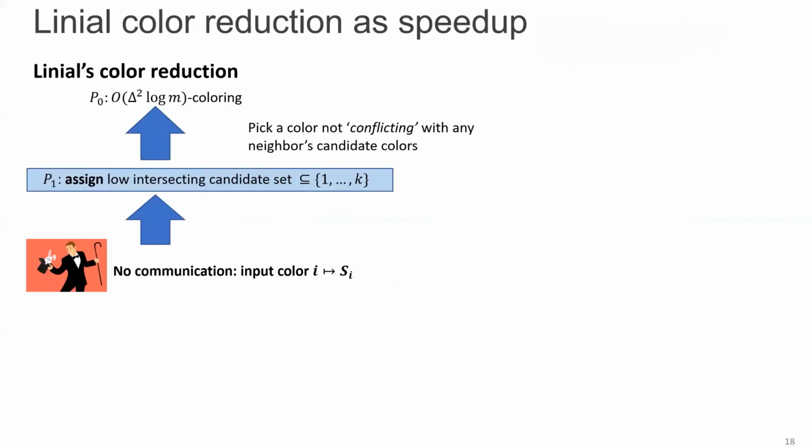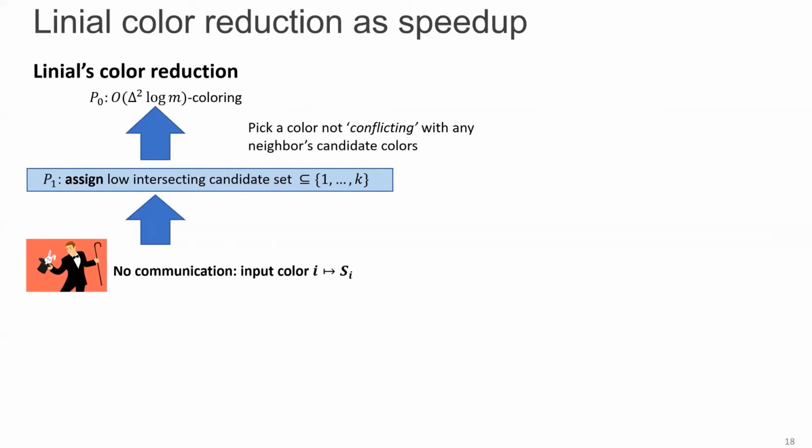And a more abstract view on this algorithm is that you want to solve this problem P0, which is the roughly order delta squared coloring problem. And you do that by first solving this problem of assigning each node a candidate set of colors. This is the problem that you need to solve here.